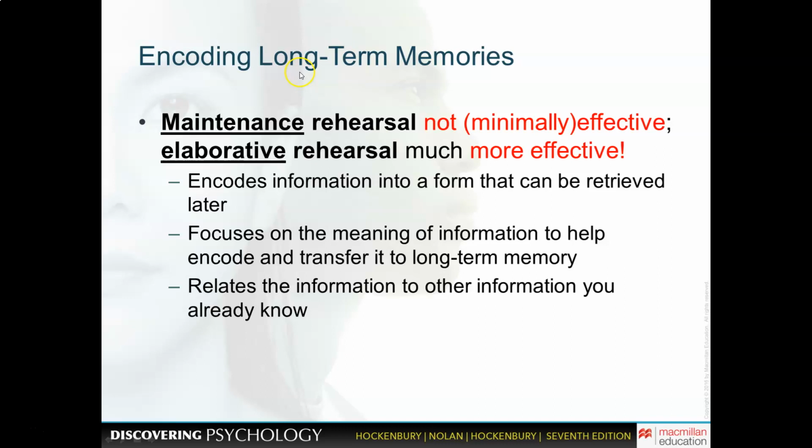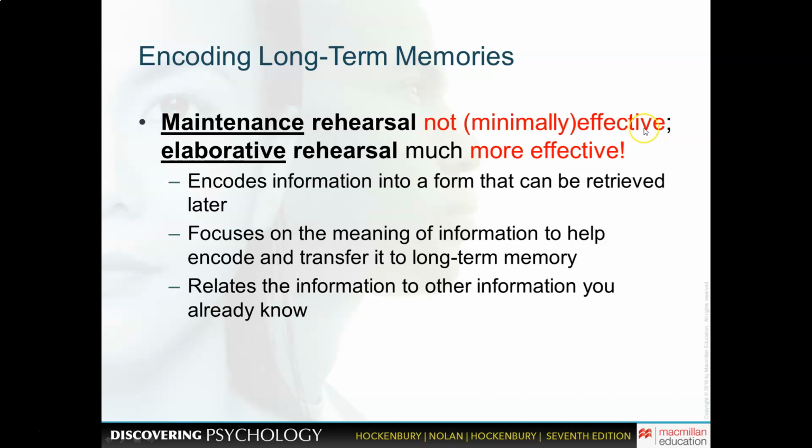So I just want to bring your attention to the fact that maintenance rehearsal, remember, maintenance rehearsal means basically just repeating something over and over. Well, that has been found to be minimally effective. Okay, right there. It's minimally effective. I put that in parentheses because originally I put not effective, but really it's just minimally effective.